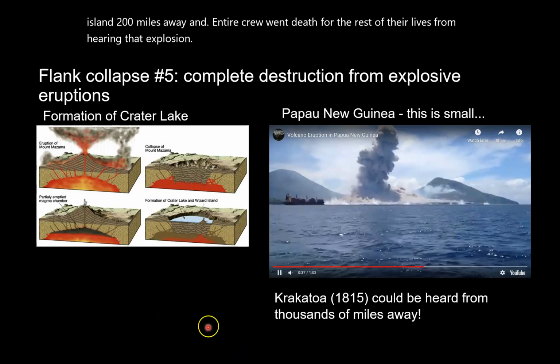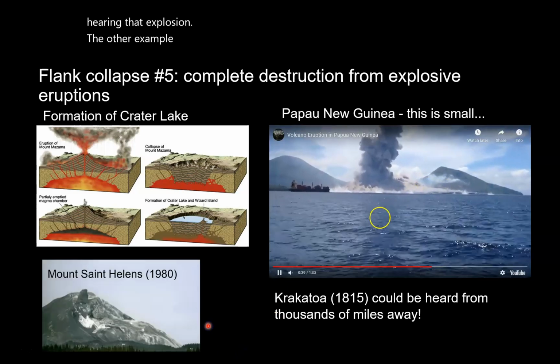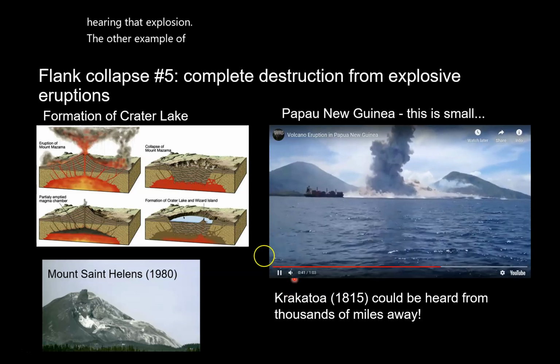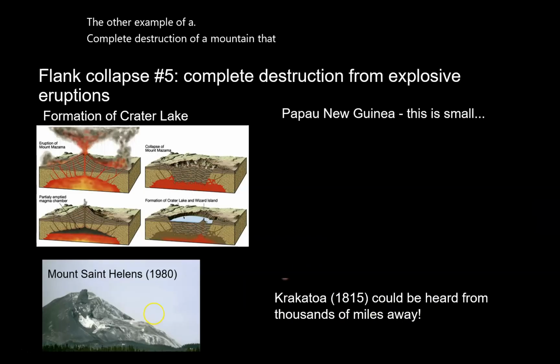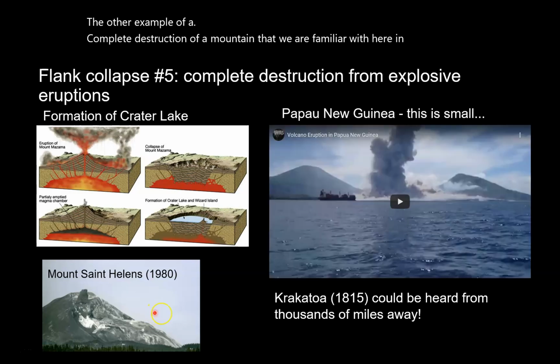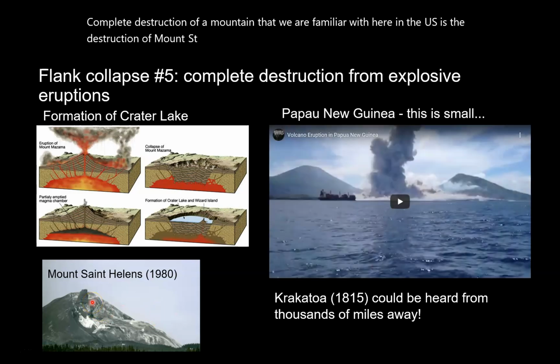The other example of a complete destruction of a mountain that we are familiar with here in the U.S. is the destruction of Mount St. Helens, where we saw the entire side of Mount St. Helens disintegrate all at once.